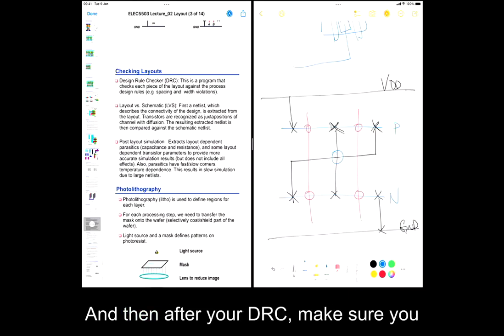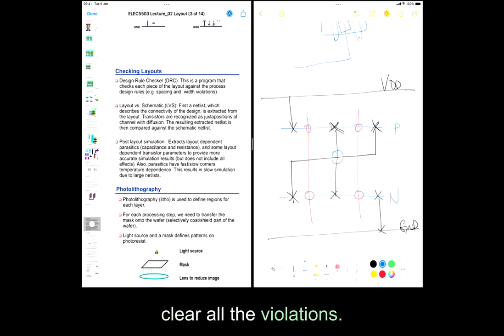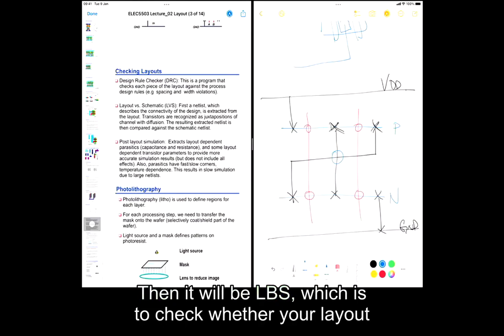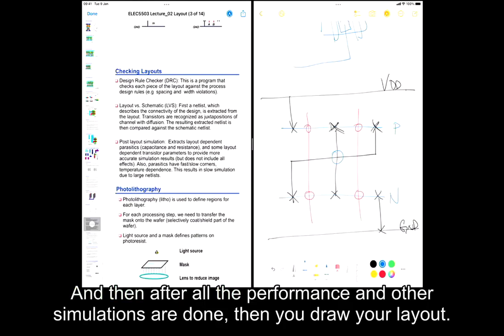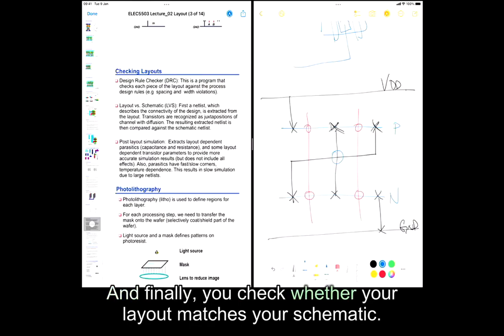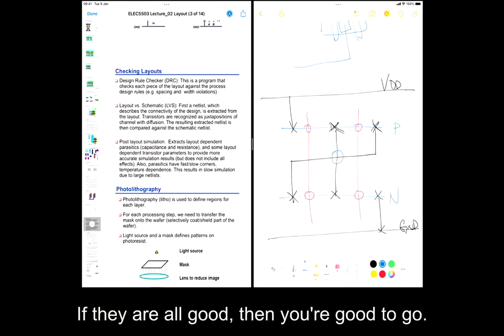After your DRC, make sure you clear all the violations, then it'll be LVS, which checks whether your layout matches your schematic. As you design, you'll first design it in your schematic, and after all the performance and simulations are done, you draw your layout. And finally, you check whether your layout matches your schematic. If they're all good, then you're good to go.